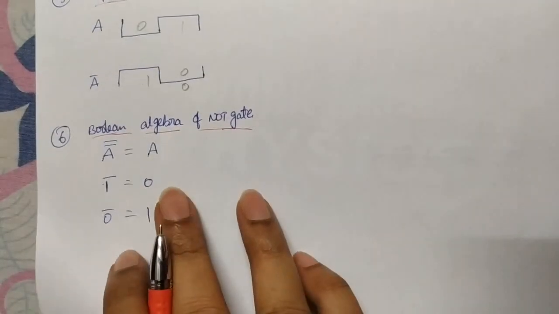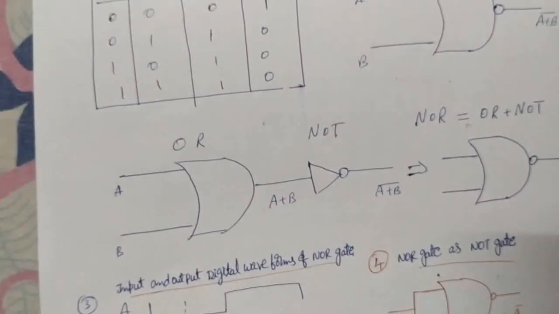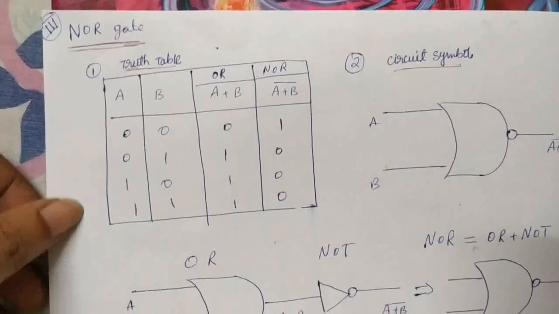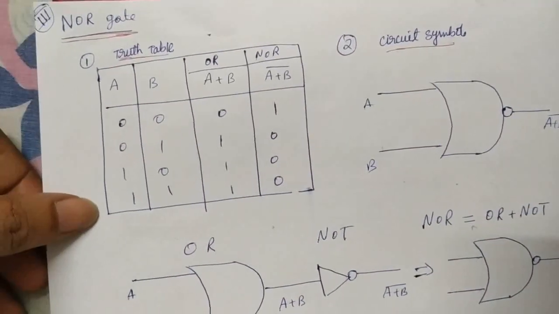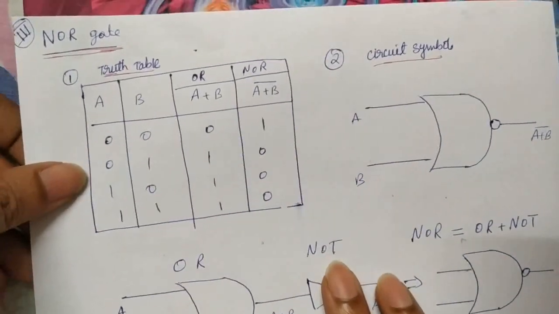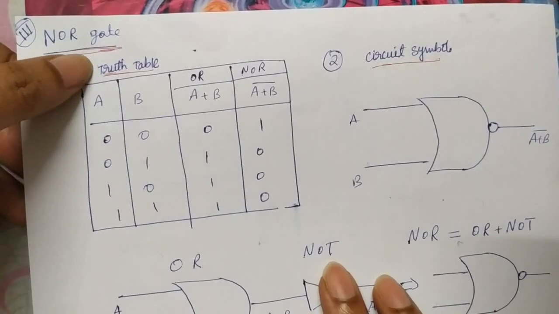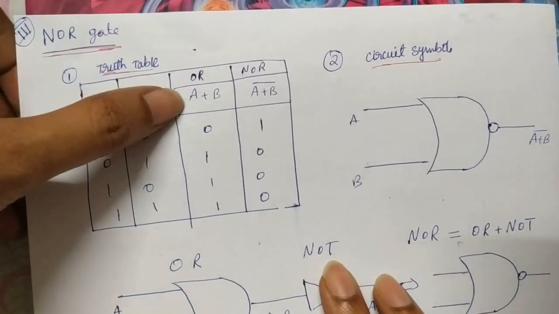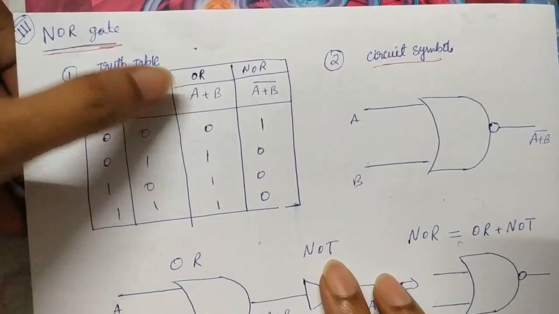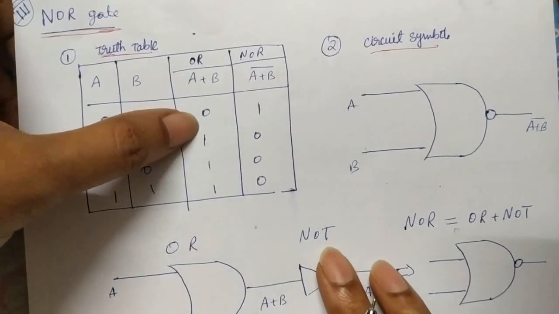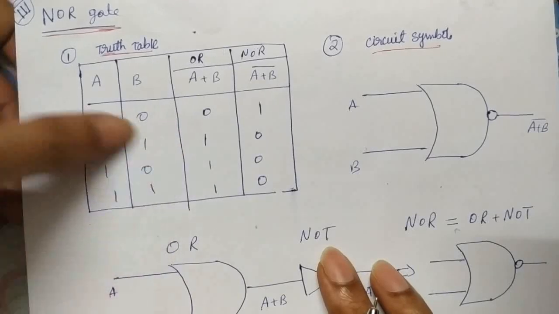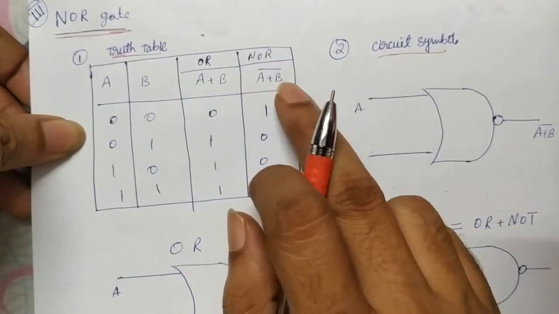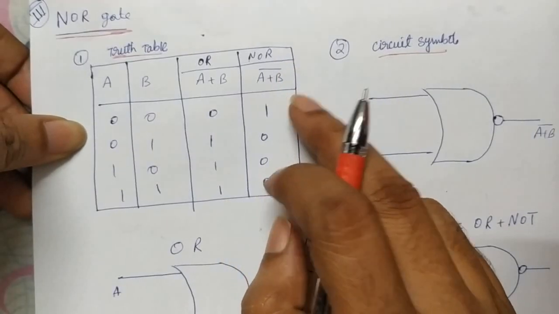Next gate is the NOR gate. NOR gate is nothing but the opposite of OR. You can think of it like OR plus NOT. This is the truth table of a NOR gate, with inputs A and B. To understand easily, I'll take the OR gate first. What is the OR gate output? If any one is 1, the output is 1; only when all are 0 is it 0. But NOR is the reverse of OR, that is A plus B whole bar.